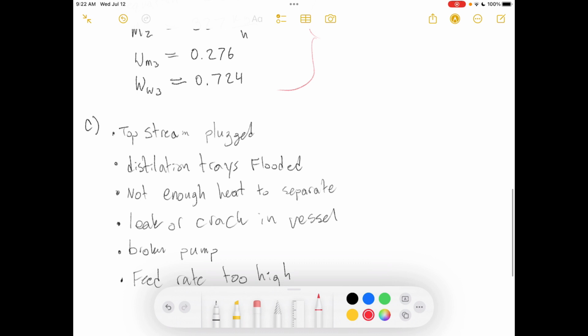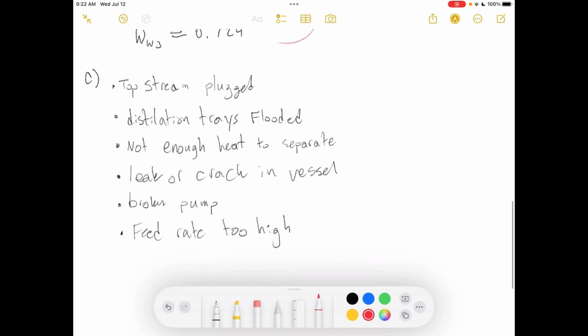Okay, so for part C, it says, suppose the bottom product stream is analyzed and the mole fraction of methanol is found to be significantly higher than the value calculated in part B. List as many possible reasons for the discrepancy as you can think of. Include in your list possible violations of assumptions made in part B. Okay, so here's my list. There's probably several other things that could go wrong in a process like this, but here's a few things that I'm aware of that I think are some of the more common things that can go wrong with a distillation column.